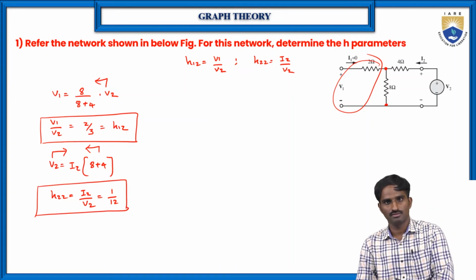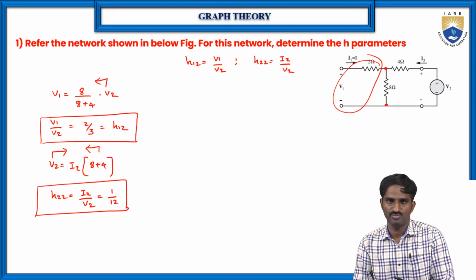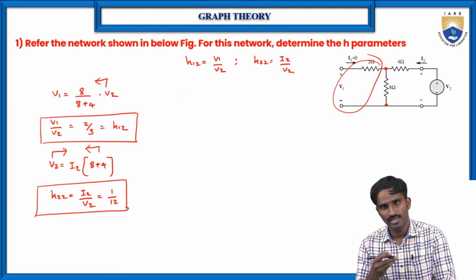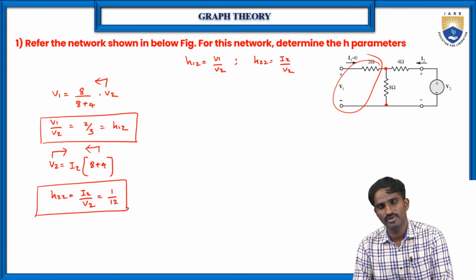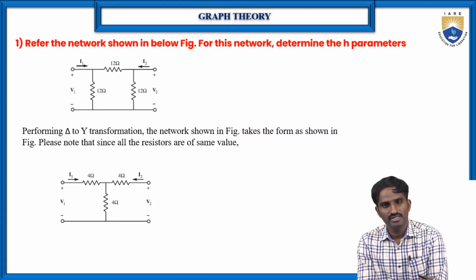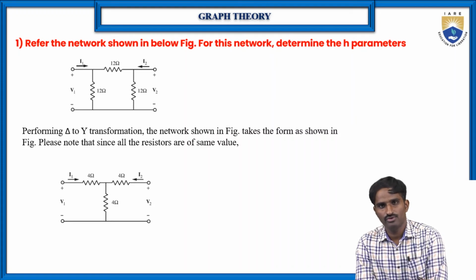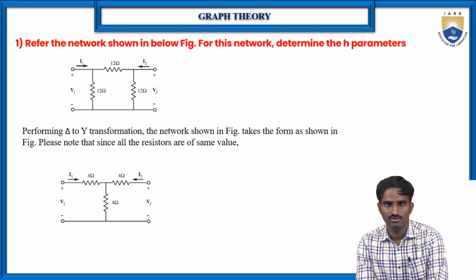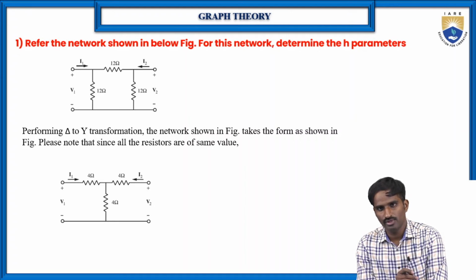Very simple, right? So this is the way to find the H parameters. Suppose you have a pi network, then how can we find these H parameters? That we will see here. So this is the pi network. For this pi network, again we need to find the H parameters. Of course, we can do it both ways.